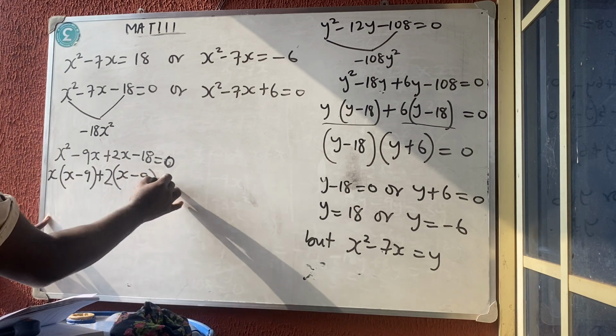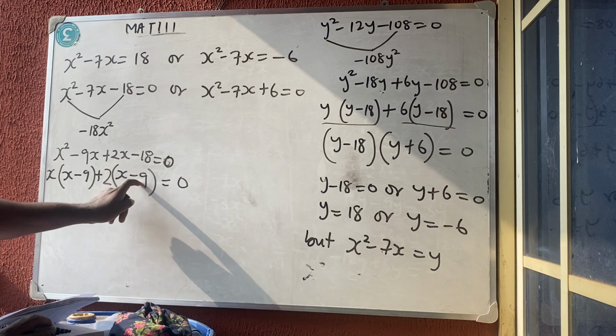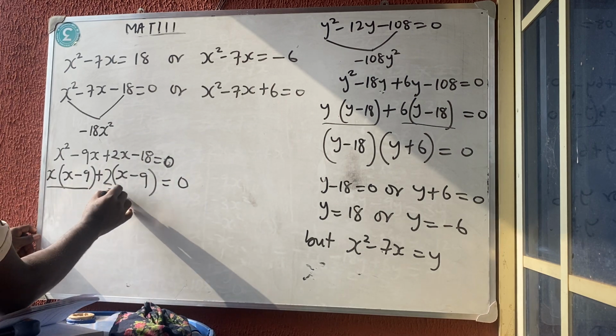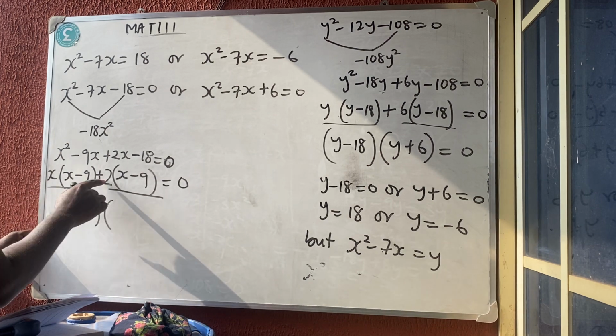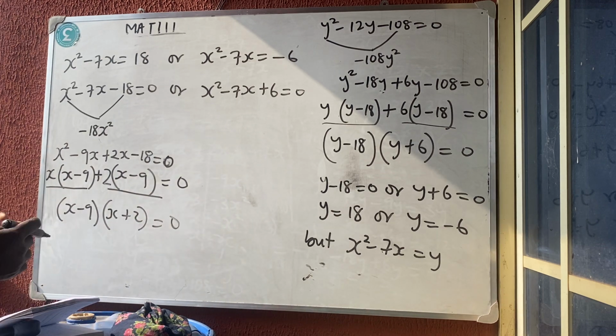Okay? Is equal to 0. So, you check if it is correct. 2 times this, 2x. 2 times this, 18. Is correct. So, the next line is, what is common between this line and this line is x minus 9. And what is remaining is x plus 2 is equal to 0. So what does it mean now?